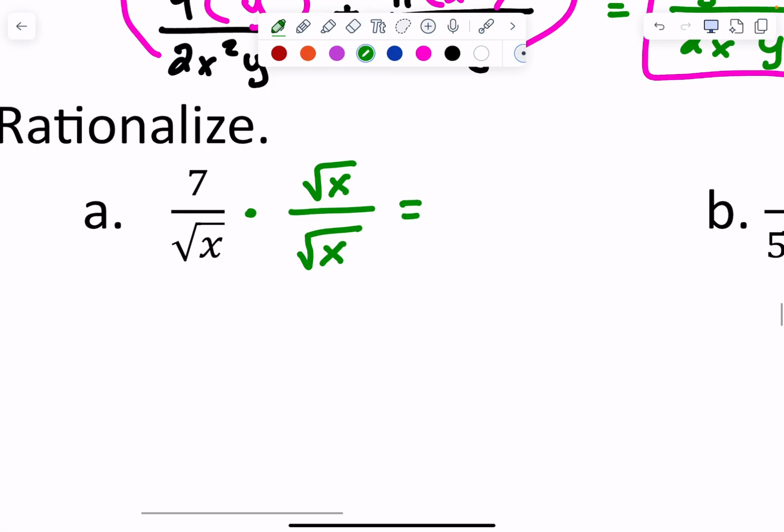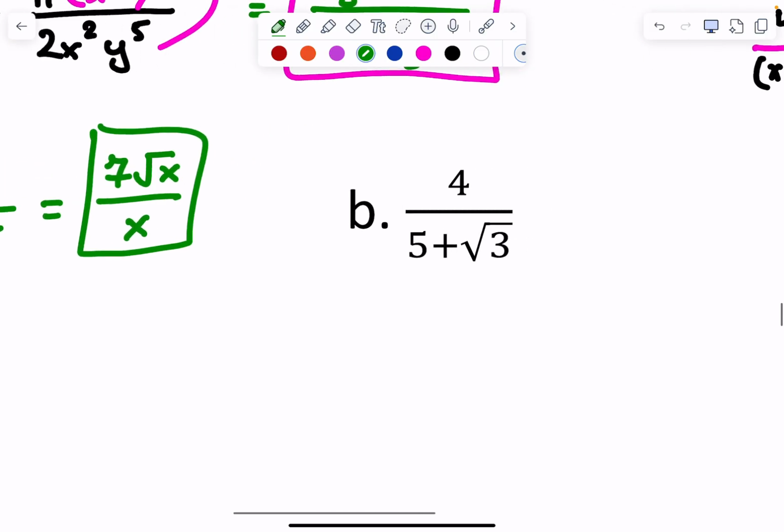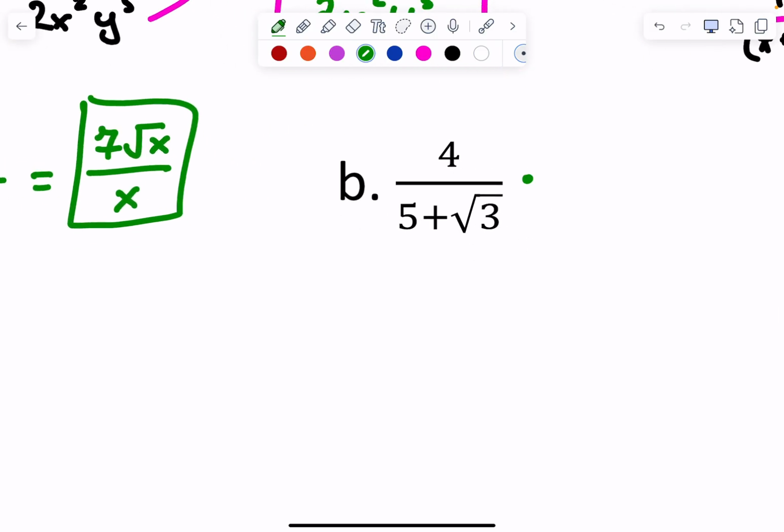What's 7 times the square root of x? 7 square roots of x. What's the square root of x times the square root of x? X. This is the square root of x squared, which is just x, right? Now is he good? Now he is good. Okay? B, now that I have a 5 plus the square root of 3, I have to do the conjugate. 5 minus the square root of 3 and 5 minus the square root of 3.